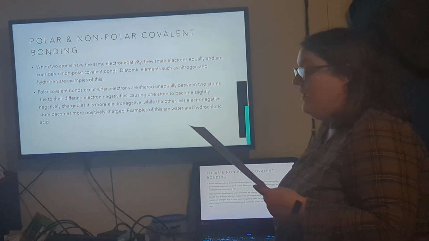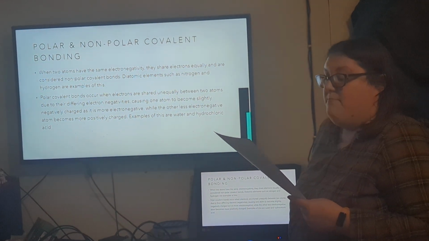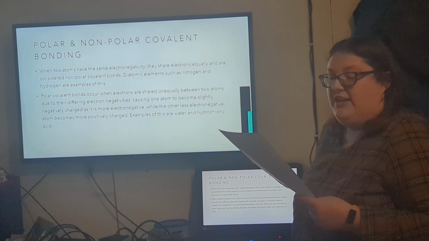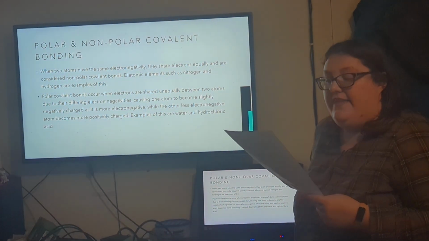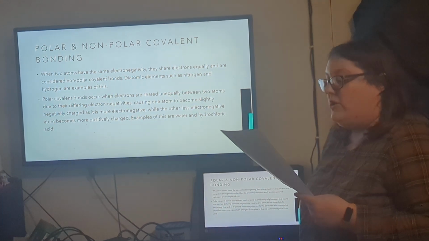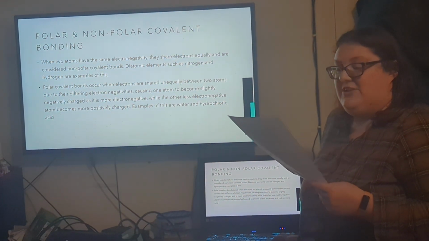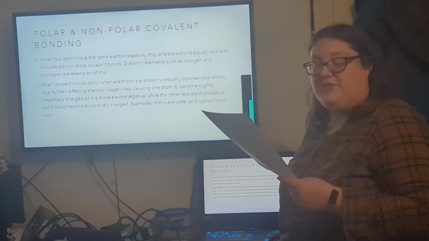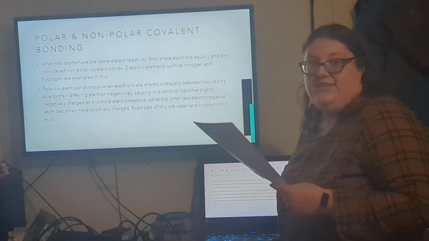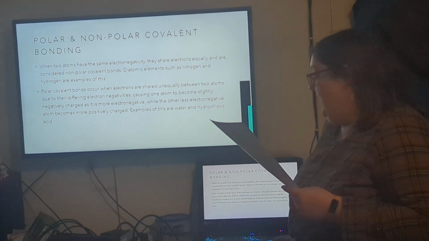All covalent bonds are either polar or non-polar. Most diatomic elements, such as nitrogen and hydrogen, are nonpolar as they are equal in electronegativity and therefore share electrons equally. Water and hydrochloric acid are molecules made up of atoms with differing electronegativities, meaning that the electrons will be unequally shared and each atom will become slightly charged. These are polar covalent bonds.